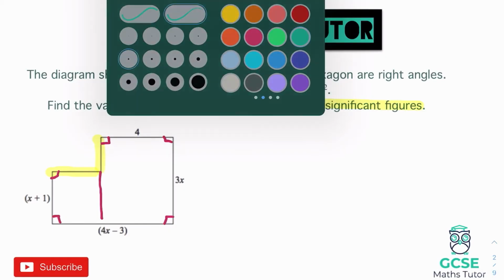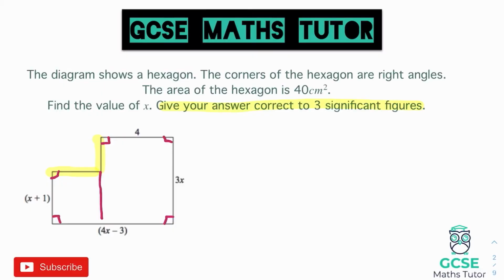Now in terms of the expressions for those, the one going along, which we'll have a look at to start with, we need to find using the two horizontal lines. So we have the 4x minus 3 as the total length and 4 up here as part of that length. If we do 4x minus 3 and take away that 4, we would be left with 4x minus 7, and we'll put that into a bracket.